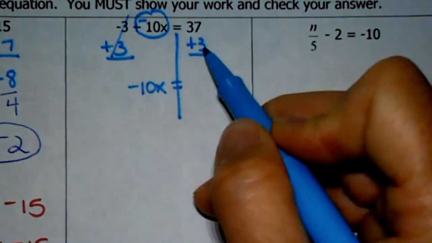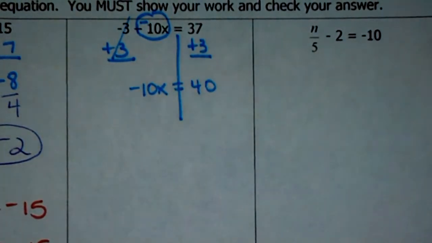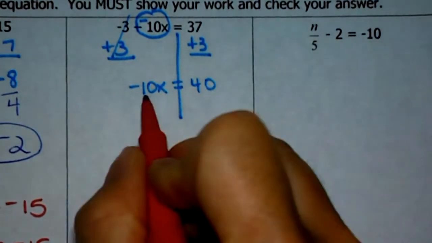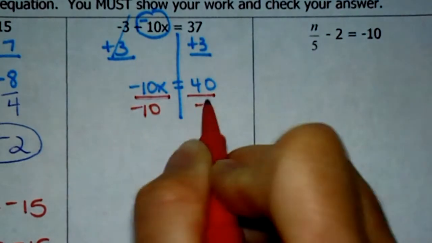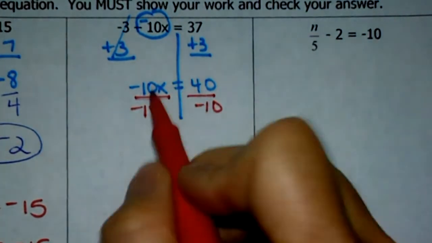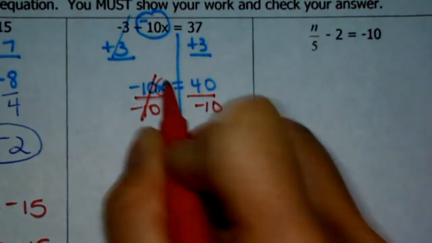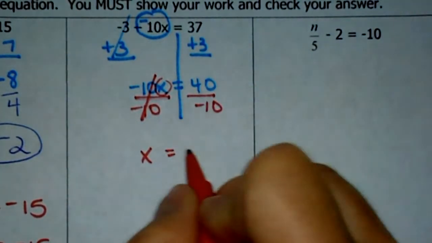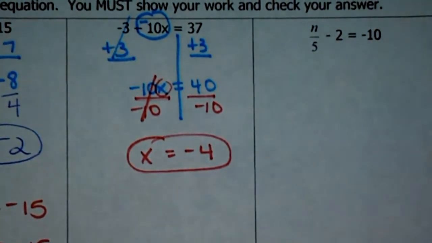Over here we're left with 37 plus 3, which is 40. Okay, so we have a multiplication equation left. This is a little one step. To get x by itself, all you have to do is divide by its coefficient. So negative 10 divided by negative 10 is 1. 1x is x. And 40 divided by negative 10 is negative 4. Circle it to make sure that it's right.